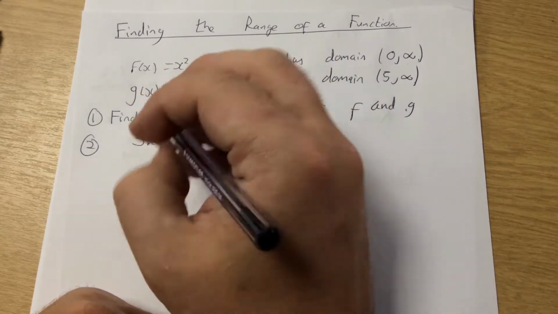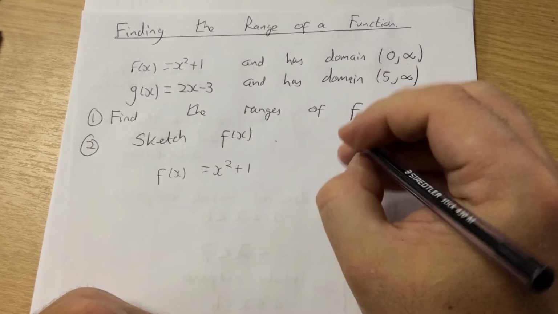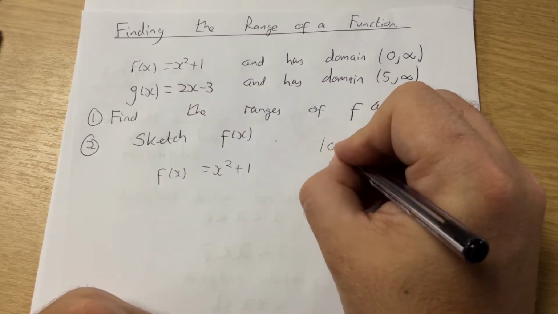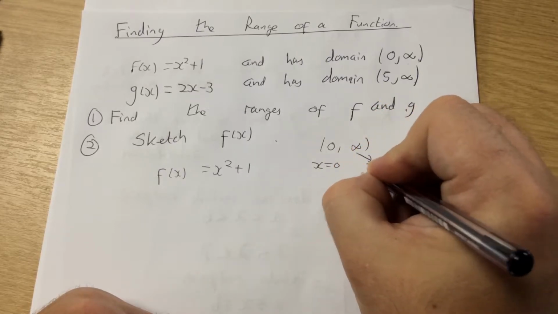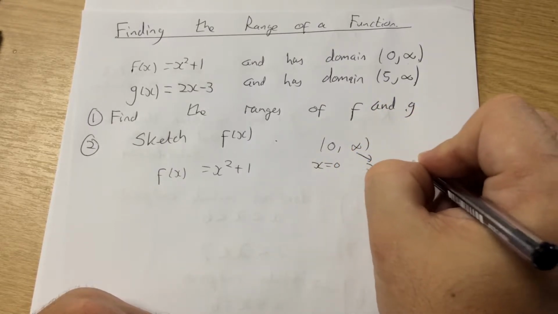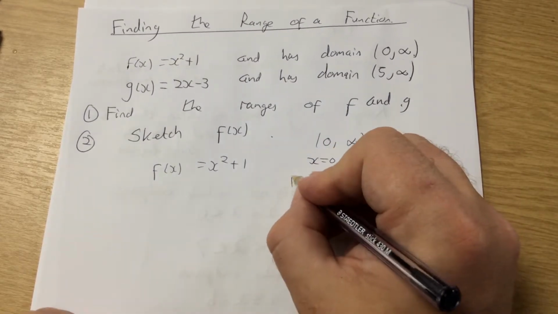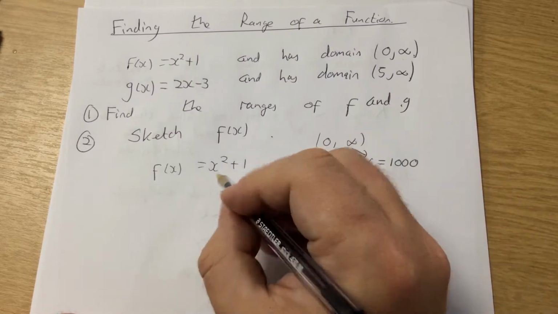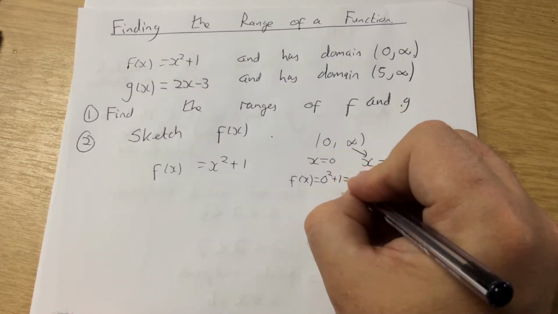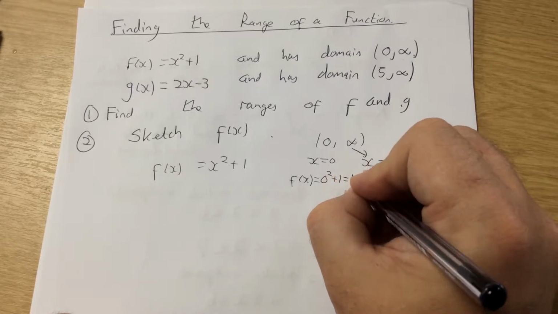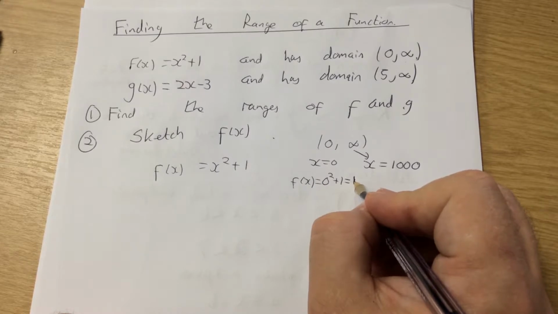So I'm going to start with f of x equals x squared plus 1. Because it's from 0 to infinity, I'm going to try x equals 0. For the other end, I'm going to try a large number, like 1,000, and see what happens. When x is 0, f of x becomes 0 squared plus 1. 0 times 0 is 0, plus 1. So my 0 value goes in and comes out as a 1.